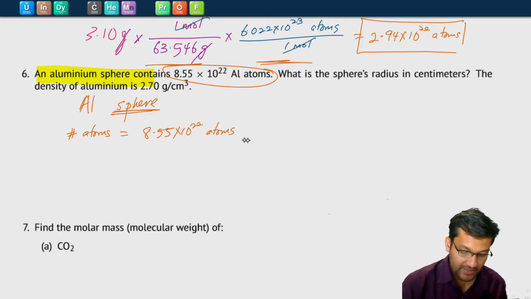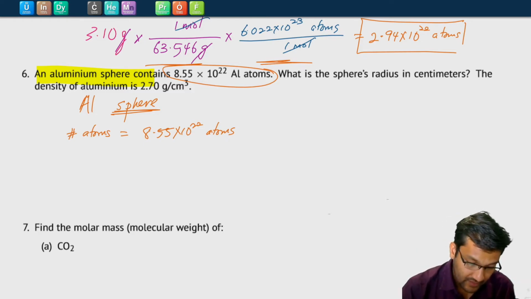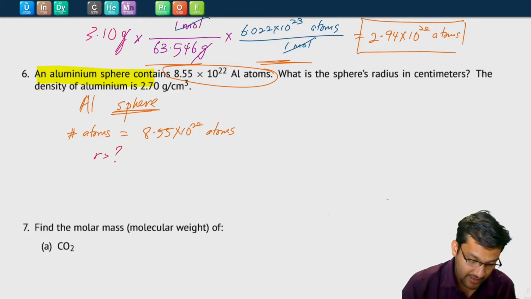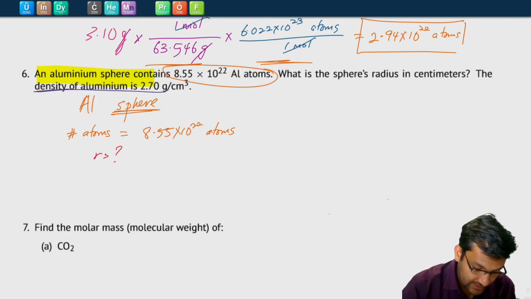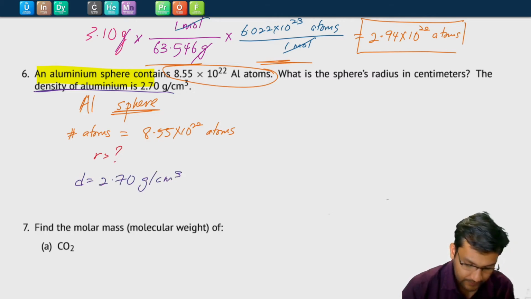So right away you should be thinking, we have number of atoms, we can use Avogadro's number to convert to number of moles. Okay. Then they're asking us for the sphere's radius. So what is the radius of the sphere given the density? So they give us a density. Let's use a different color. The density of aluminum is 2.70 grams per centimeter cube.